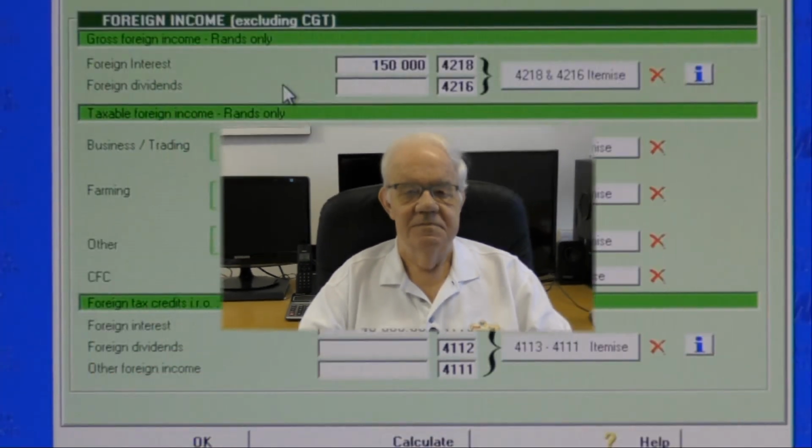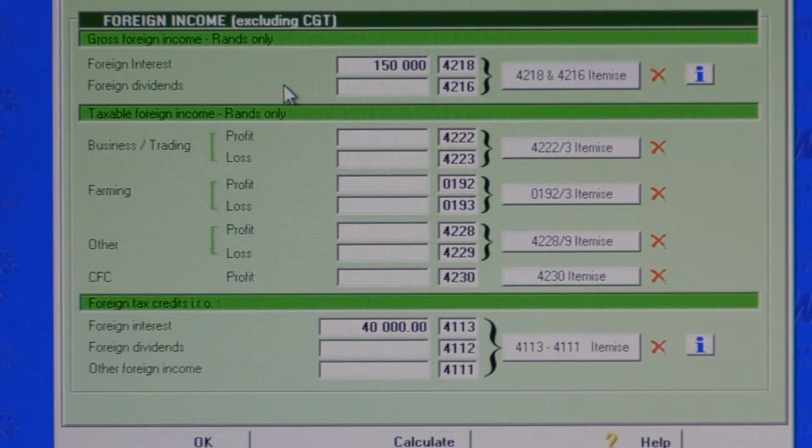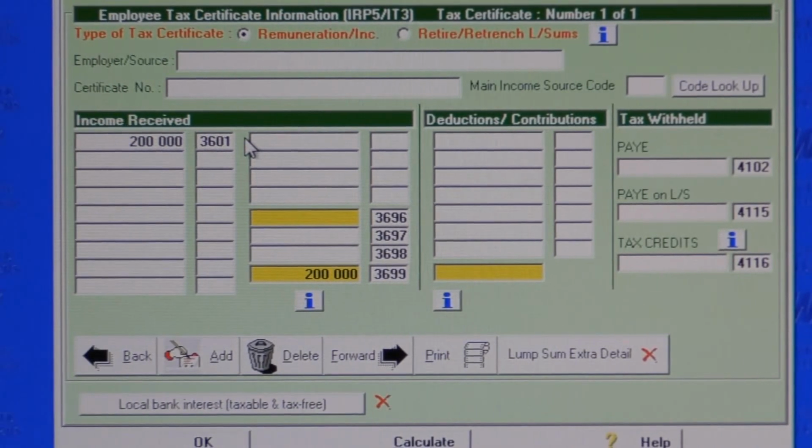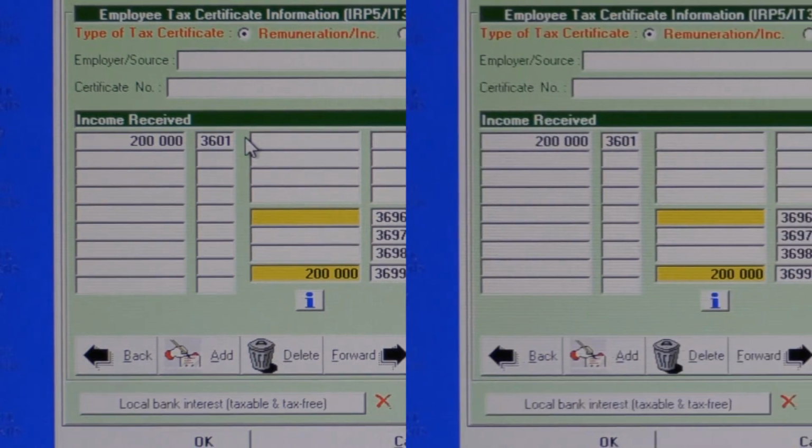Let's have a look at the formulas that SARS uses. In our example, we can see the foreign income of 150,000 Rand earned offshore, foreign interest for example, and we can see the equivalent of 40,000 Rand in tax deducted overseas. On the income screen, we can also see the 200,000 Rand income earned locally and zero tax was deducted on that 200,000 Rand. Let me bring over the auto summary screen showing all the bottom line figures.